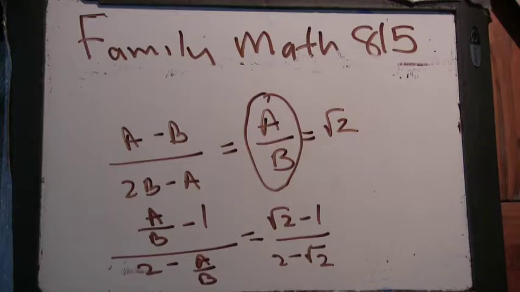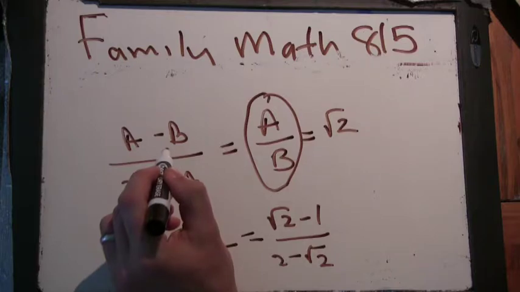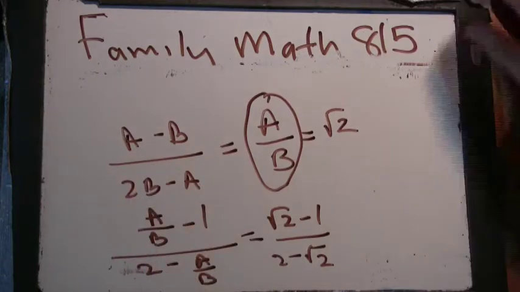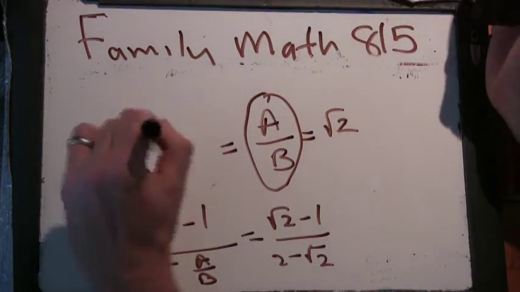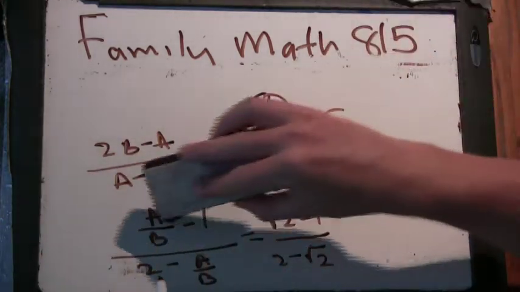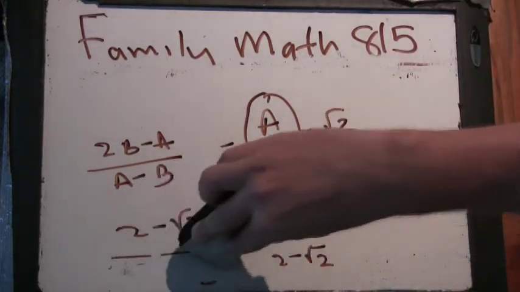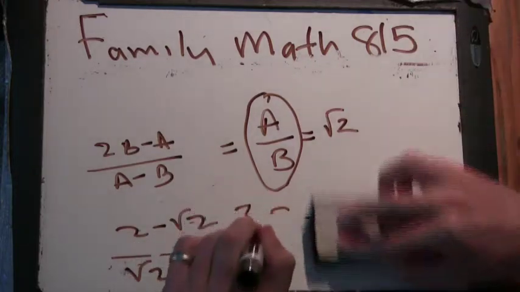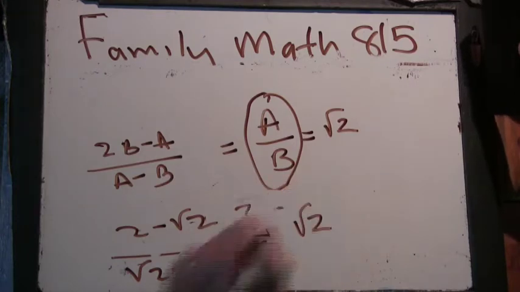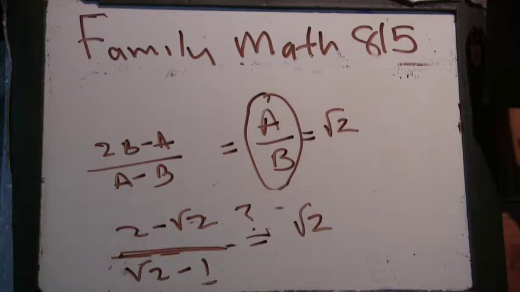And, I made a mistake, I flipped it. This a minus b was the short side, right? 2b minus a was the long side, so we have (2b minus a) over (a minus b). So this becomes 2 minus root 2 over root 2 minus 1. And the question is, does this equal root 2? So we can multiply everything by root 2 plus 1 over root 2 plus 1. Okay. And then it looks like, yeah, it will.